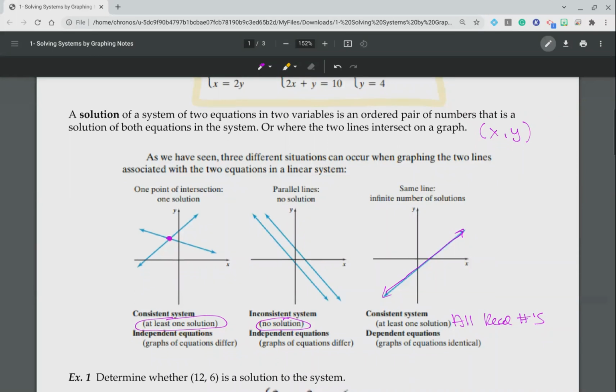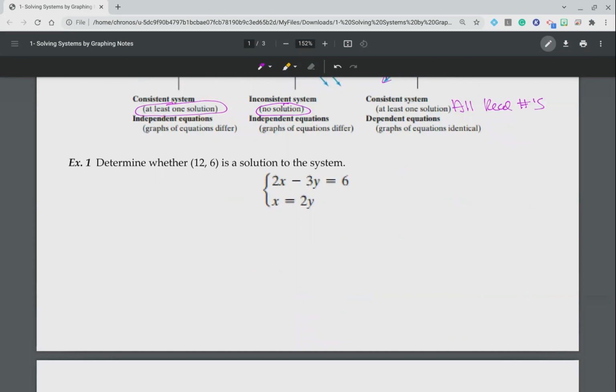But before we get into graphing, we are going to practice determining if a given point is a solution to a system of equations. The way we do that is we just plug it in. So this is x and this is y. First, I'm going to plug it into my top equation: 2x minus 3y equals 6.